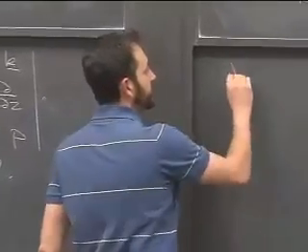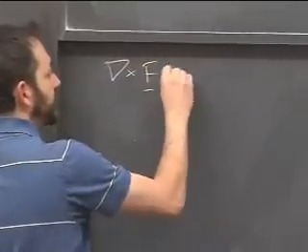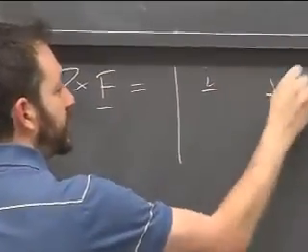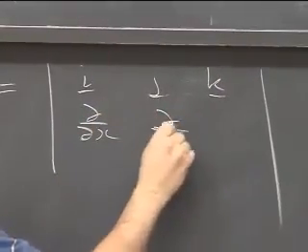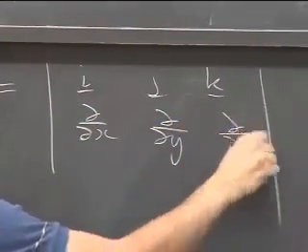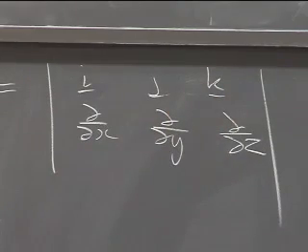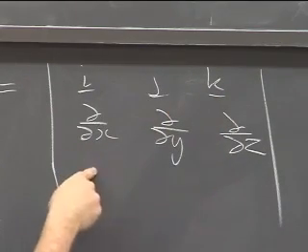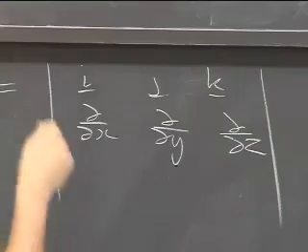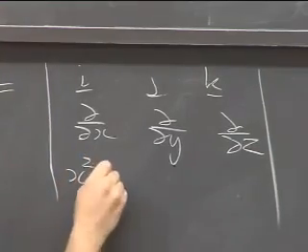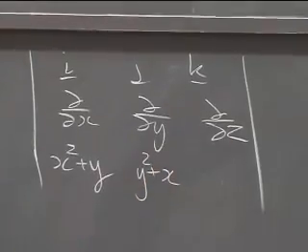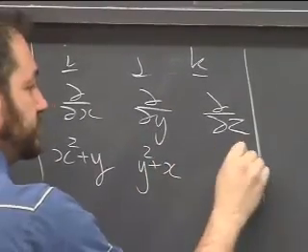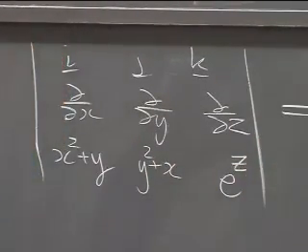All right, so let's compute the curl of F. Not so bad. We know how to take a cross product. We just need to know what this curl operator is. Well, it's just the del operator cross F. So what do we stick here? We stick the coordinates of F: x squared plus y, y squared plus x, and e to the z. We need to compute that.